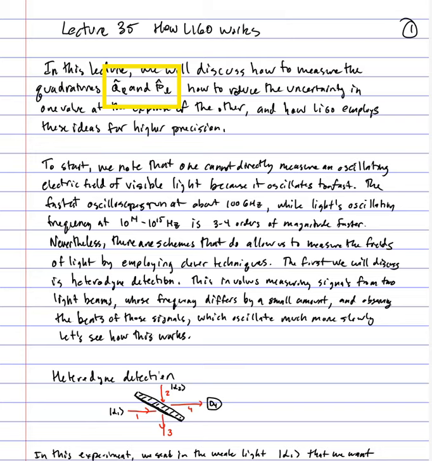are analogous to position and momentum if you think about light as a harmonic oscillator, and we introduced them in the last lecture. We'll also discuss how we can reduce the uncertainty of either Q or P at the expense of a higher uncertainty for the other quadrature in the pair. And then we'll show how LIGO employs these ideas for even higher precision.